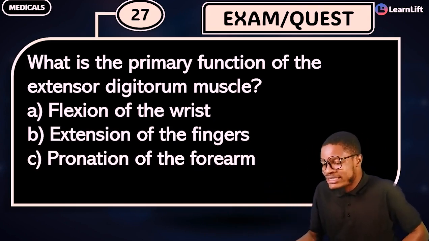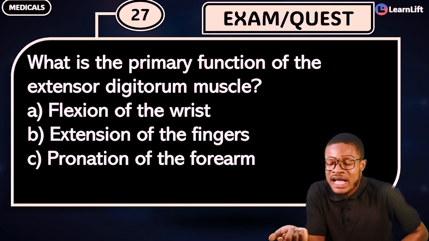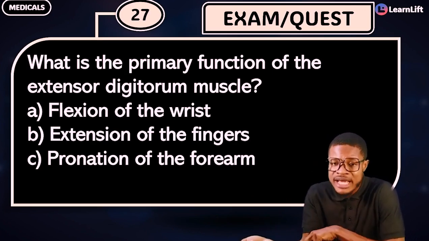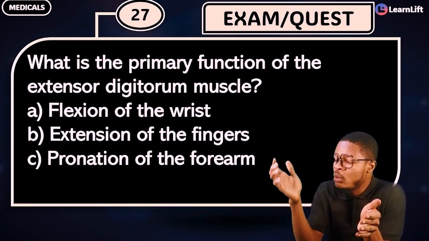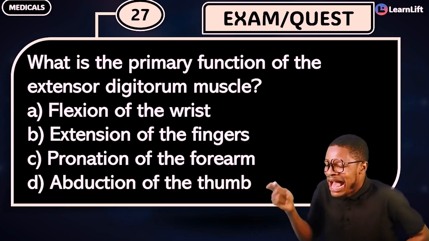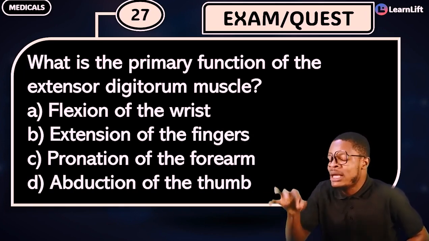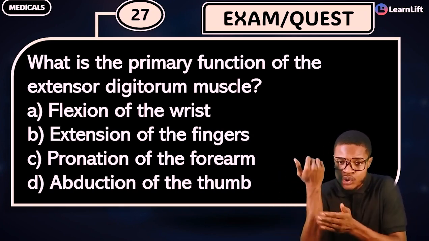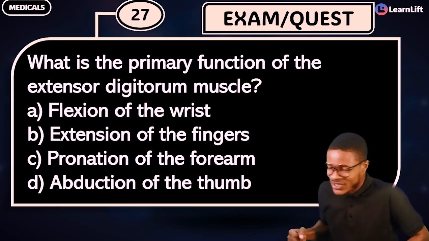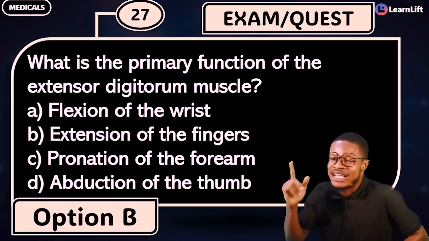Option C says pronation of the forearm. No, it is not this guy that will carry out the pronation of the forearm. What will carry out pronation of the forearm is your pronator teres or your pronator quadratus. These are the two muscles there. And then option D says abduction of the thumb. No. This abduction of the thumb is carried out by the deep muscles that are in the posterior compartment of the forearm. Don't worry, we'll get there shortly. So what's the correct answer? Of course, option B, extension of the fingers.